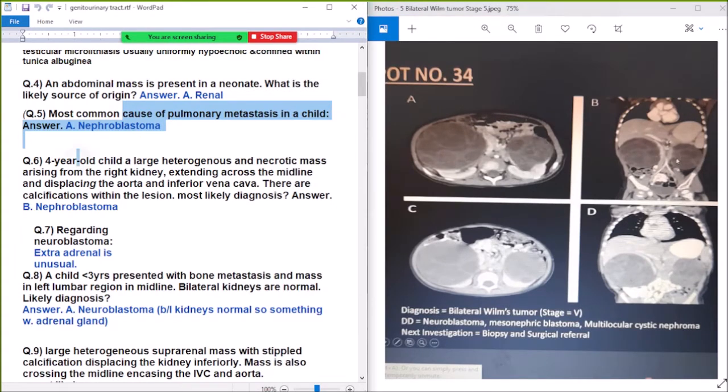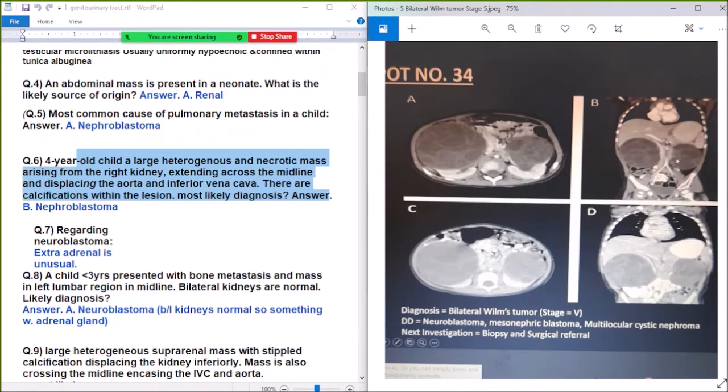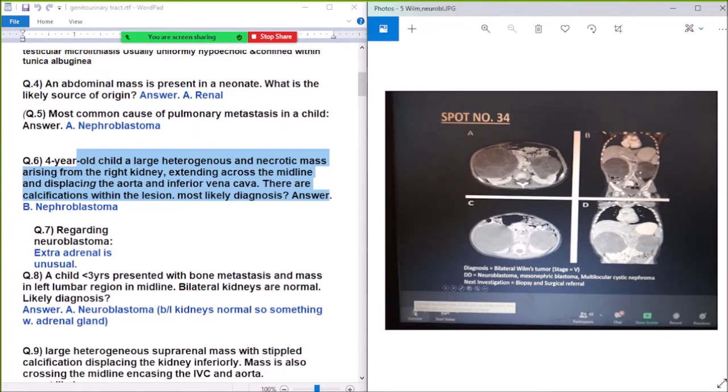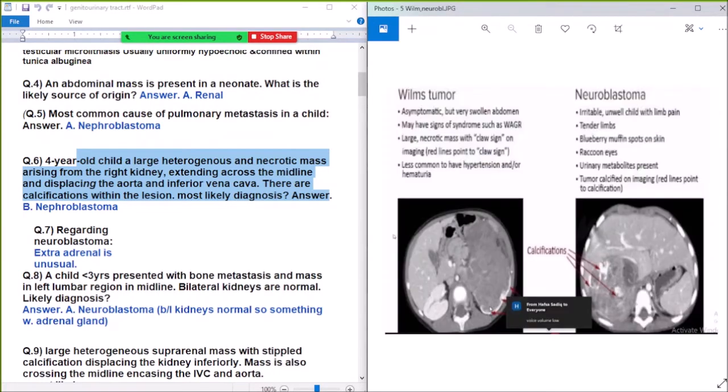Question 6. A 4-year-old child, a large heterogeneous necrotic mass arising from the right kidney, extending across the midline, displacing the aorta and IVC. Calcification can appear within the lesion, most likely diagnosed as nephroblastoma. Wilms tumor and neuroblastoma.